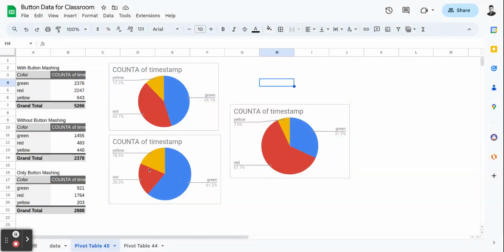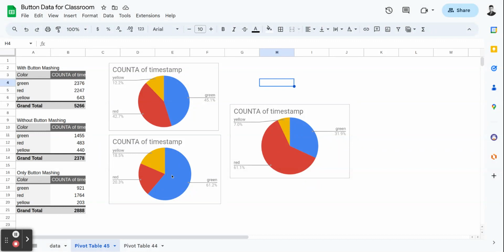And then this one is without button mashing, so getting rid of all of the button mashing. And then you see that the green is predominant. So I think in this particular case, given our hypothesis that we think most of the button mashing is just one instance of button mashing, that this chart doesn't have any good information in it except that there was one very unhappy person.